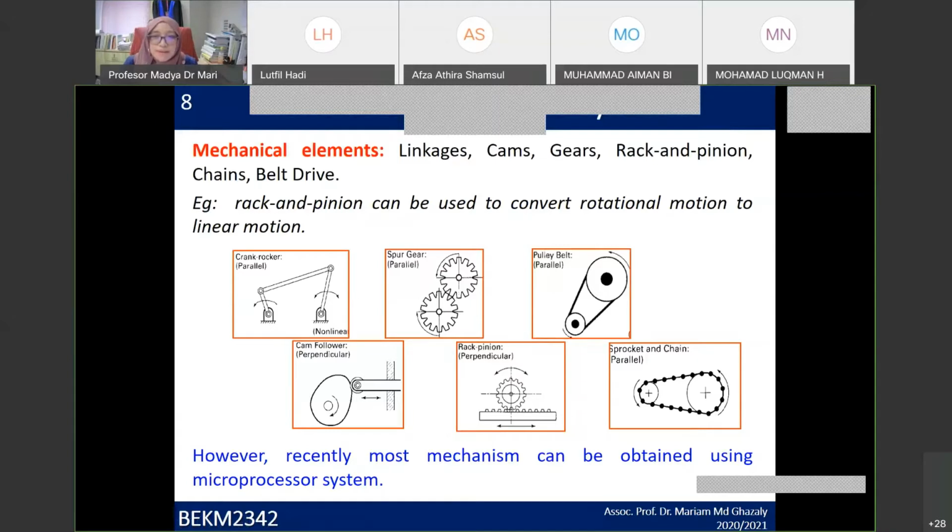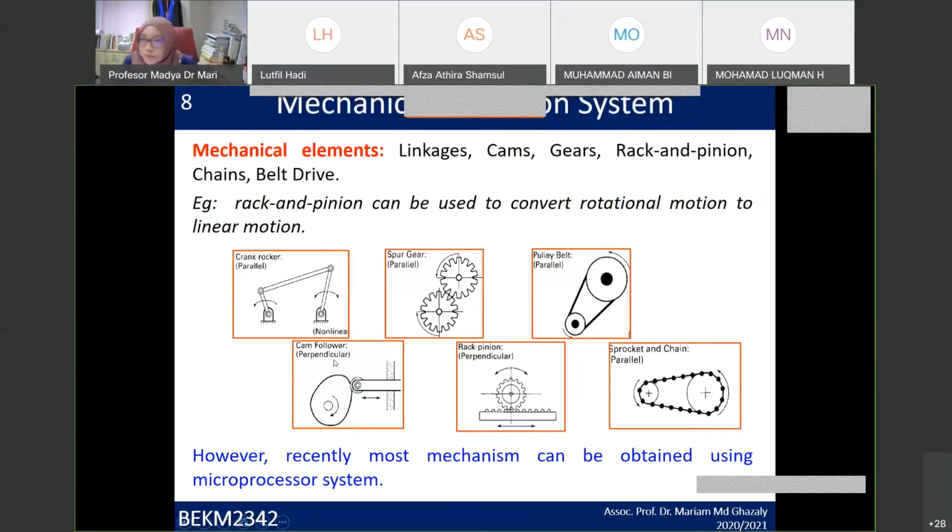An example in a production system. Okay, you have a conveyor, right? Conveyor moving. So that conveyor belt normally has the belt pulley motion. So it's going to pull the conveyor. Okay, thank you.